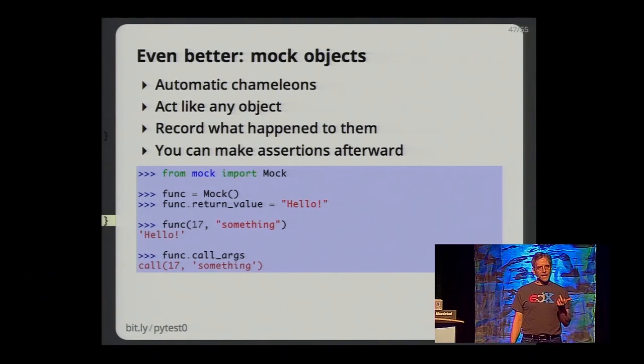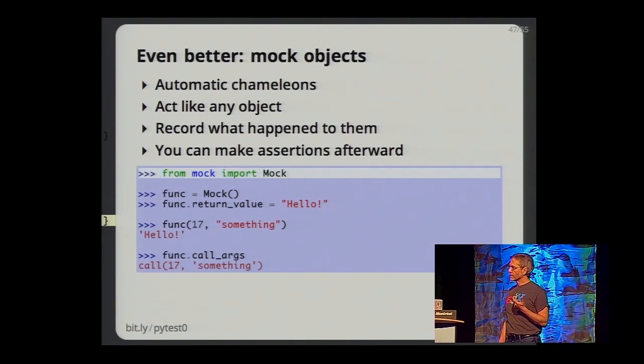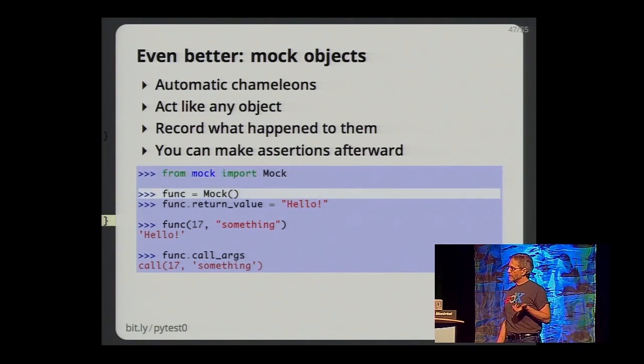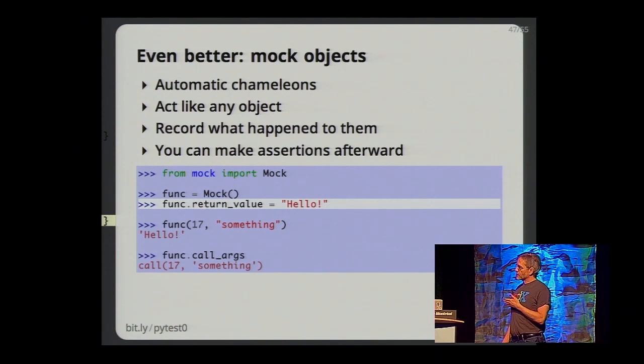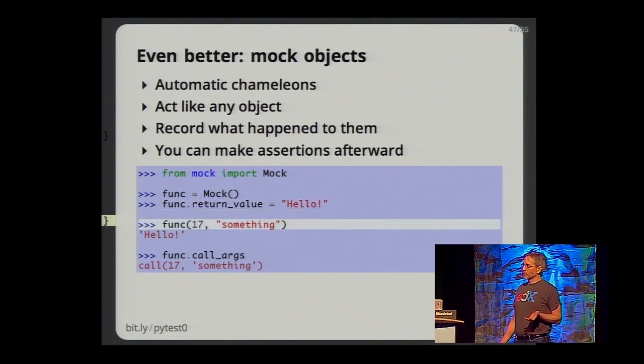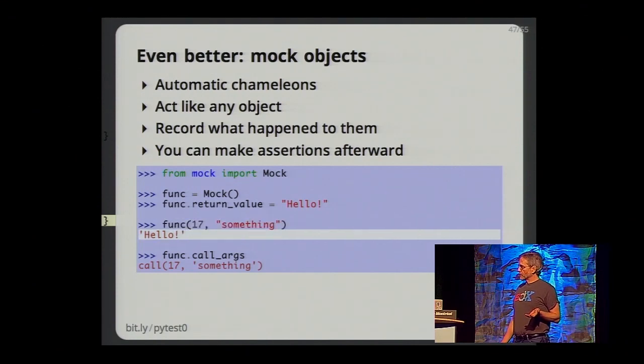Mock objects are these amazing things that are, I call them automatic chameleons. They will act like anything you want them to act like. Here's an example where from mock, I import the mock class, and I make a thing called func, which is a mock, and all I say about it is the return value should be the string hello. And then I call it as if it were a function, and it returns hello. Right? It just said, I'll return that, sure, you told me to return that, that's fine.